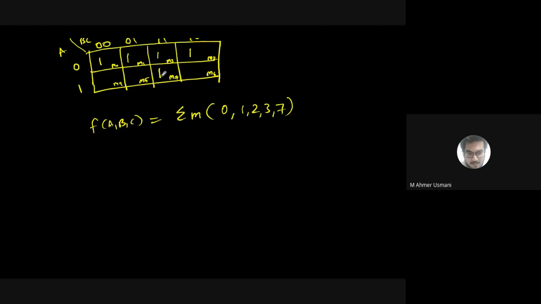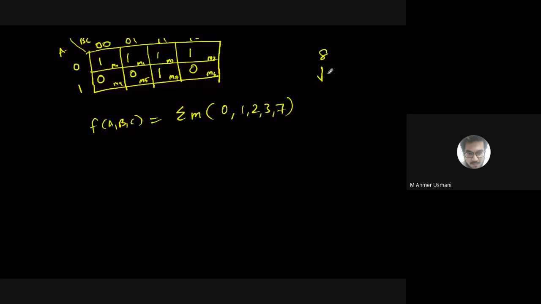At the rest of the places, what will there be? 0. So first we need to make a group of 8. Is a group of 8 possible? No, because only if all of them were 1 could you take 8 as one group, but I have 3 zeros, so a group of 8 is not possible.